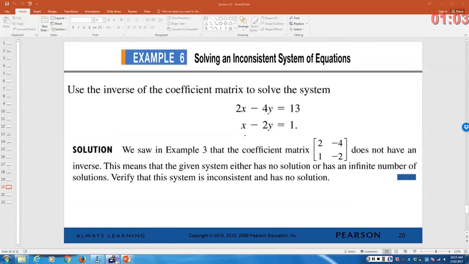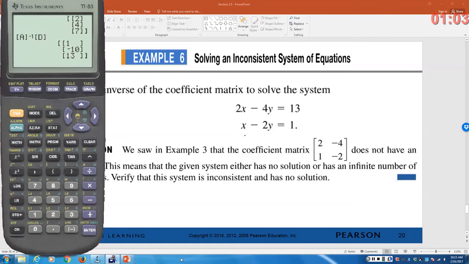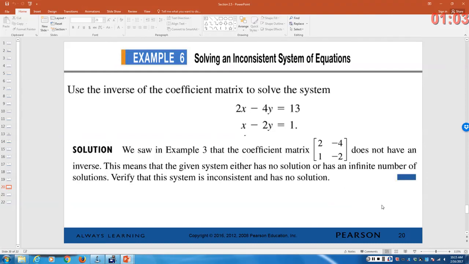Okay, I'm gonna show you quickly how this, well, actually, I'm not gonna do it in the calculator, because we don't really need to do the calculator for you to see this. You know that the coefficient matrix here doesn't have an inverse. That means either the given system has no solution or an infinite number of solutions. So we would have to figure out which that is. And that means we would have to go back to the RREF method to figure that out.